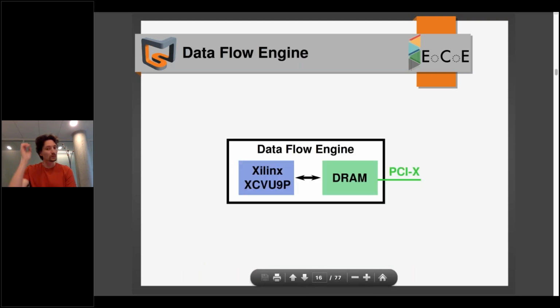Good. So that's what Maxeler has implemented, what they call data flow engine. Okay, and how is it implemented? So we have the FPGA. This Xilinx chip is sitting on a board attached to some DRAM, typically a couple of tens of gigabytes. I think it's 48 gigabytes that is available. And this board is connected with PCI Express.